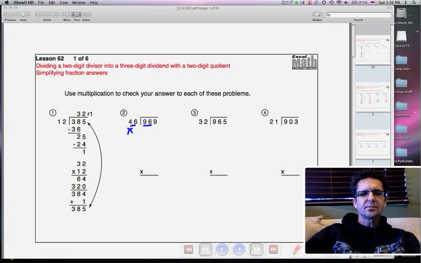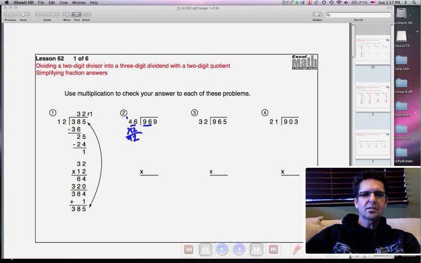What about twice? 46 times 2. 6 times 2 is 12. Carry the 1. 4 times 2 is 8. Plus 1 is 9. 92, 96. That goes in twice. So you're going to put the 2, make sure you keep it lined up perfectly. The 2 has to go right above the 6. Don't put it above either one of the 9s. 2 times 46, as we just learned, is 92. Subtract 96 minus 92 is 4.